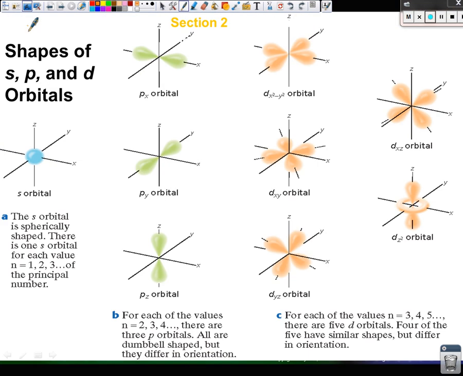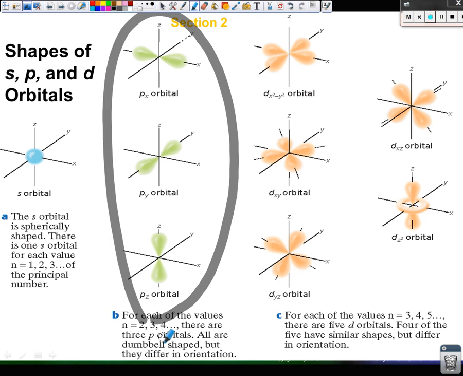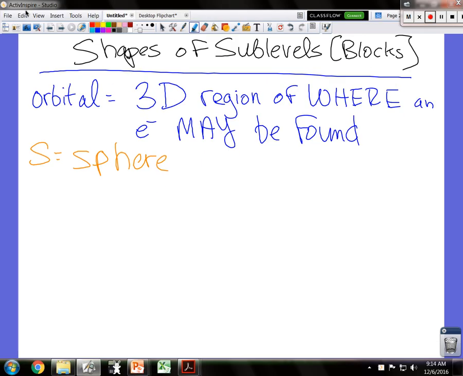Now, here's the deal. Remember yesterday when you were filling in all those orbital diagrams with all those arrows? How many boxes did each p level have? 3. Well, notice what the p has. It's got 3 of them. Now, the shape of the p block, very good. It's a peanut.